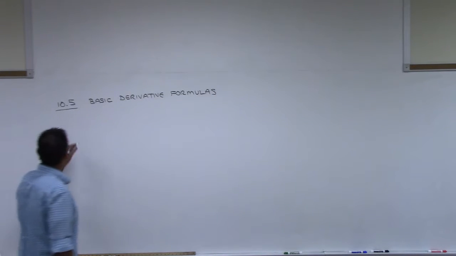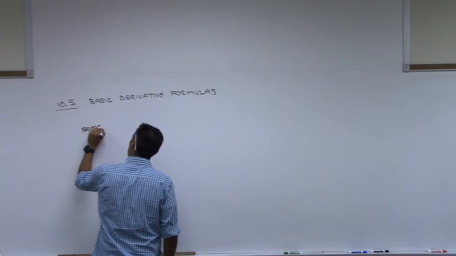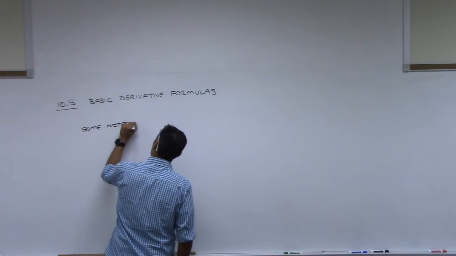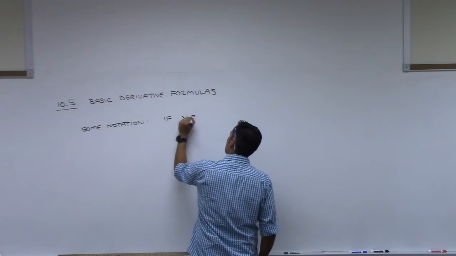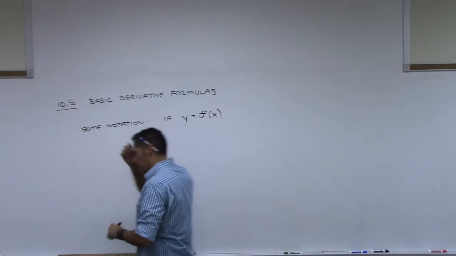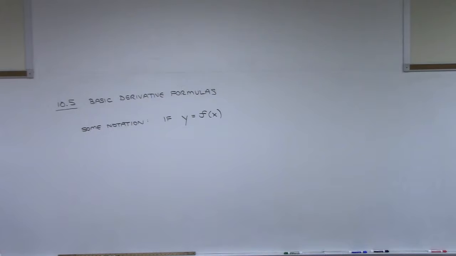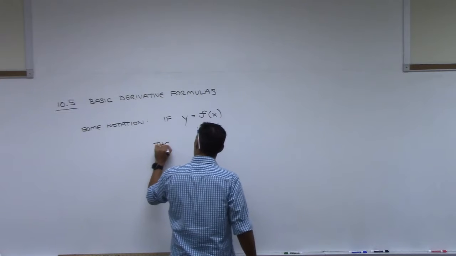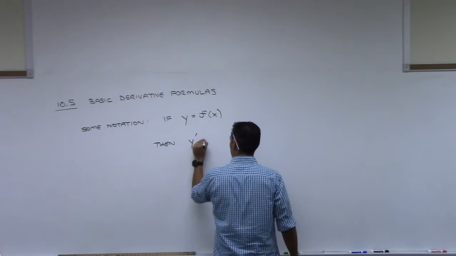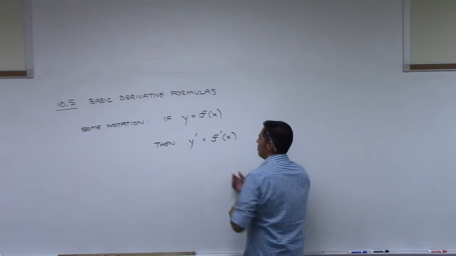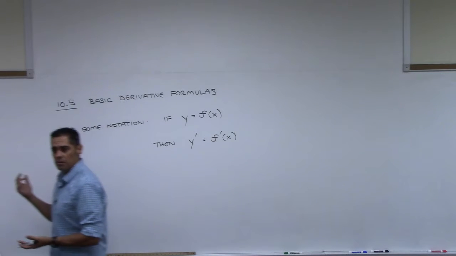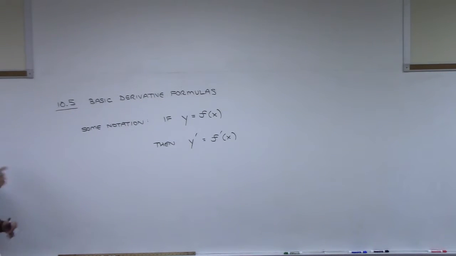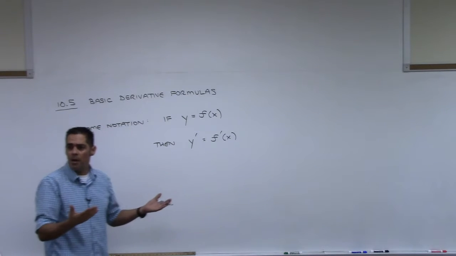Okay, first some notation. If y equals some function of x, we've seen that in college algebra. Haven't we done that before? We've said, oh, f of x is y, because it's like the y coordinate. Then y prime equals f prime of x. All this is saying is if I put a prime on the y, that means you're taking the derivative of the function. It's just notation. So anytime now, if I say, hey, find y prime, I'm telling you to find f prime of x.